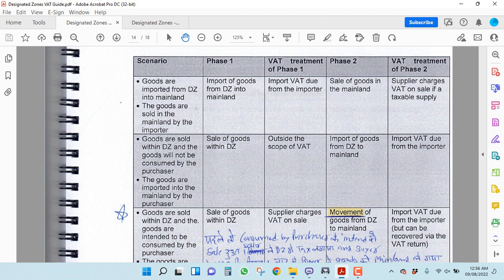Okay, now come to scenario 1. Goods are imported from DZ into the mainland. Okay, it is from DZ to mainland, it is import of goods from DZ into the mainland. Goods are sold in the mainland by the importer. Okay, for the first case the import value will be applicable. In the second scenario, sale of goods in the mainland, the supplier charges VAT on the sale. Normal scenario.